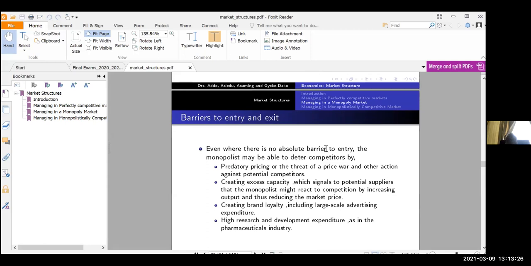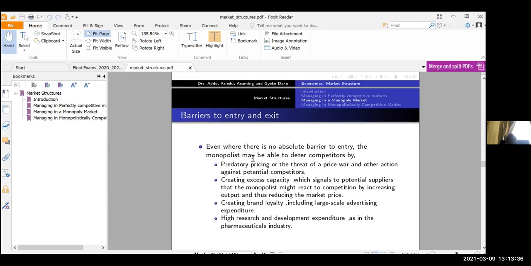So we are saying that even though there may be no absolute barrier to entry, the monopolist can also deter people by their actions. Okay. And they can go into predatory pricing, or the threat of a price war. I'm the only firm. Think of the scenario. Another firm wants to enter the market. That other firm's profit estimation is based on my numbers, right? How much I'm selling my product. So Diamond wants to sell cement. They say, okay, let's estimate the profit we will make. If we sell the cement at Gassem's price of 40 Ghana cedis, what is our estimated profit?